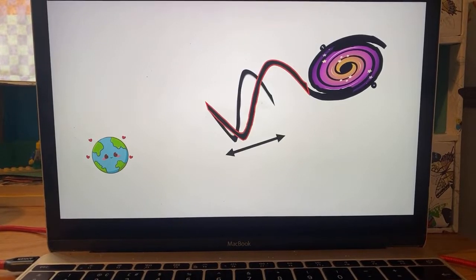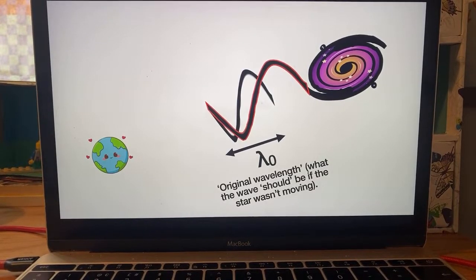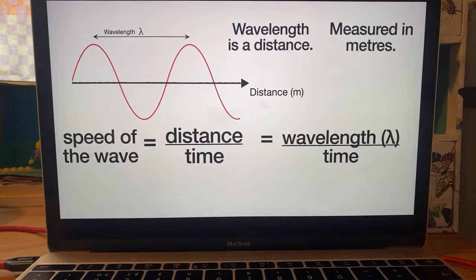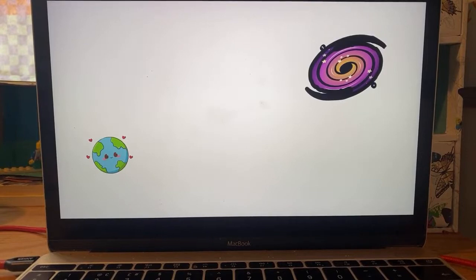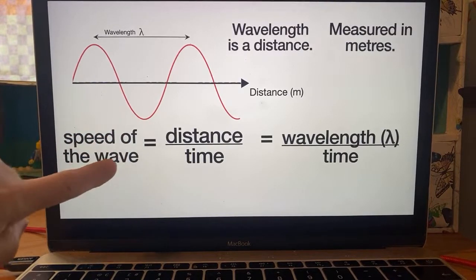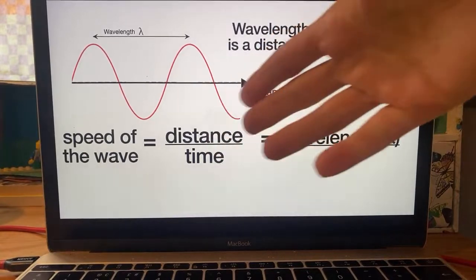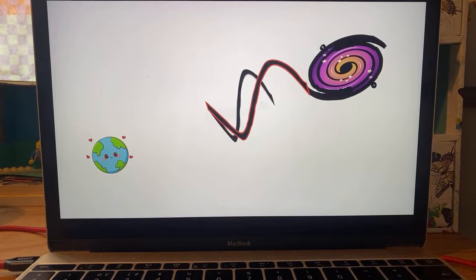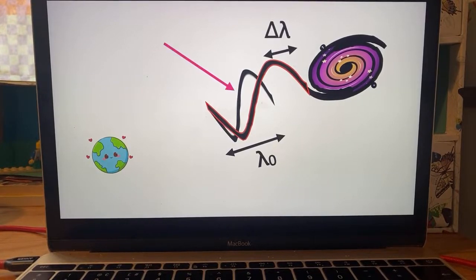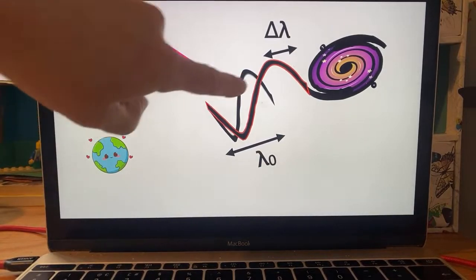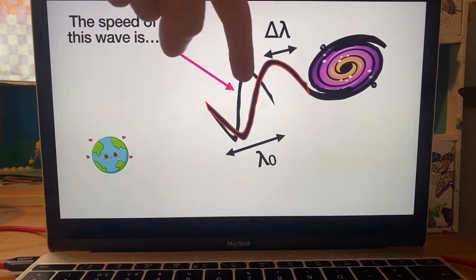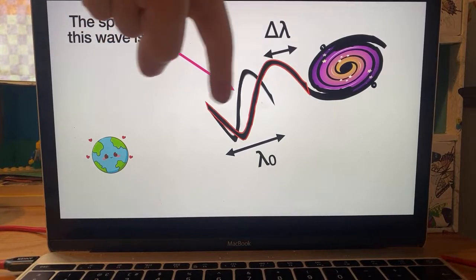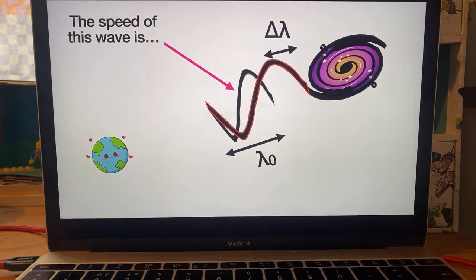Right, so we've got these two different waves: the original wavelength, what the wave should be if the star or the galaxy was not moving, and we've got the difference in the wavelength. A little reminder that the speed of a wave is equal to distance divided by time, or the wavelength divided by the time it took for that wave to travel. So let's put some equations onto these wavelengths, all right? The speed of the wave that the galaxy has given off, or would have been expected to give off if it wasn't moving.